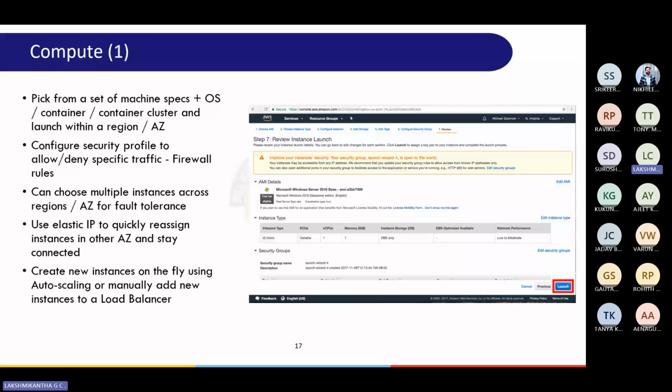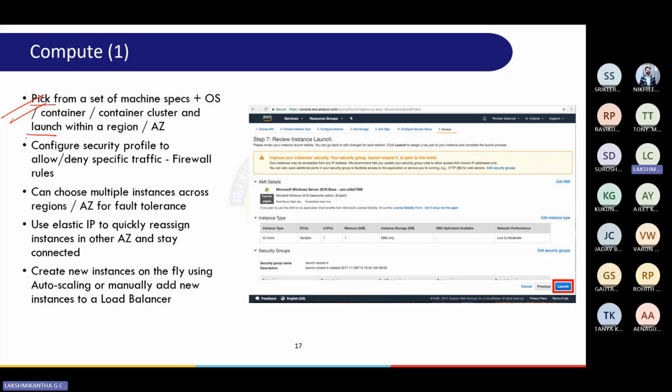The very first point is called pick and launch. So guys, you start by selecting a set of machine specifications: CPU, RAM, network performance, everything. And along with that, the desired operating system environment. You then launch this instance within a specific region and availability zone. That's all. The first thing is done.